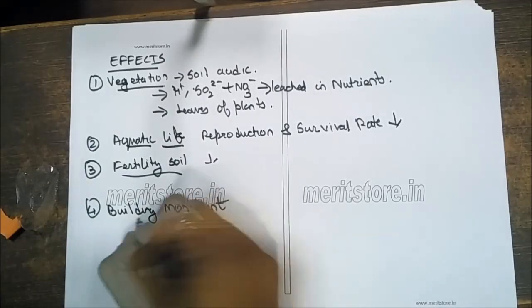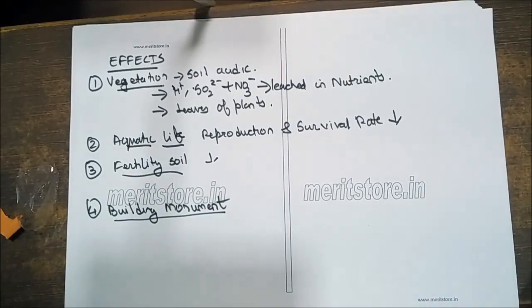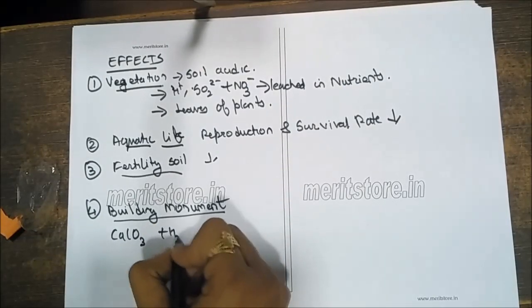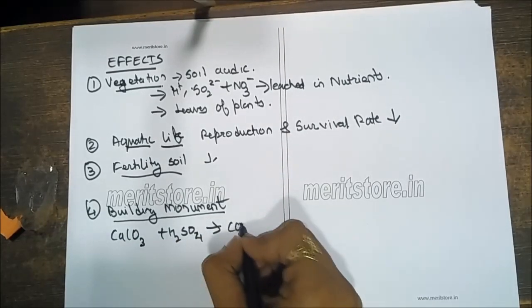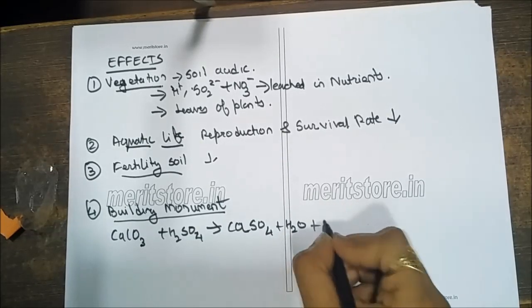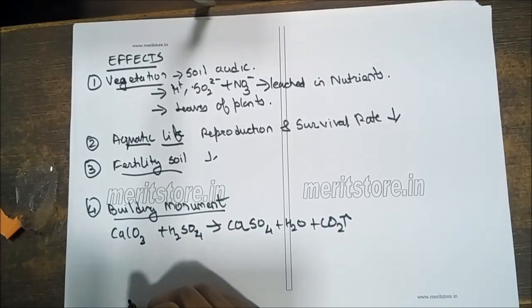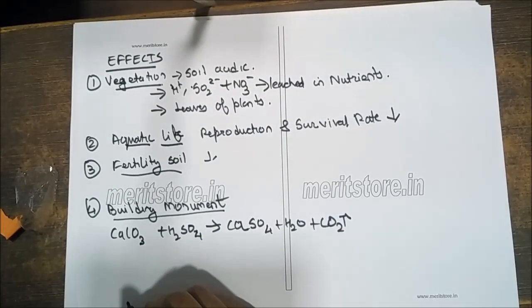See, understand, the majority of monuments of importance are made from marble, and marble is nothing but calcium carbonate. So these react with the acids and undergo corrosion. So CaSO4 is formed, and water and carbon dioxide are released. So they undergo degradation. A very remarkable example is our very own Taj Mahal. It has undergone so much degradation because of the acid rain.